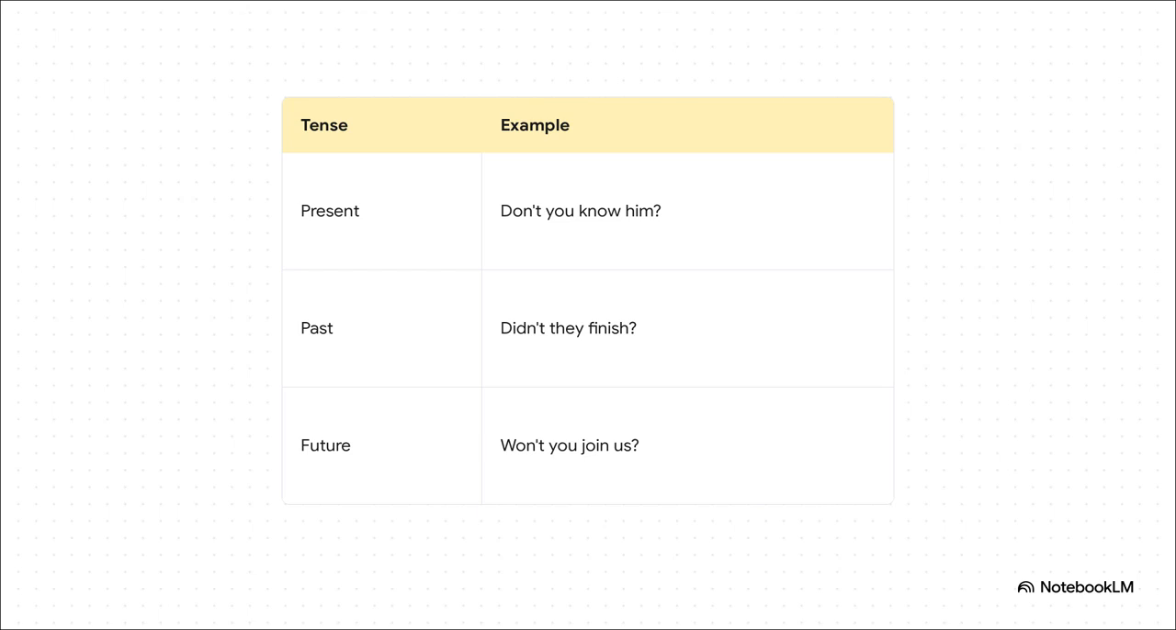The cool thing is, the core structure remains totally intact. The only thing that shifts is the auxiliary verb to indicate the tense. For present simple, we use don't, as in, don't you know him? To push it into the past simple, don't just becomes didn't. Didn't they finish their homework? And for the future simple, we use will not, which, as you know, contracts to won't. Won't you join us tomorrow? All the other puzzle pieces stay exactly where they are.